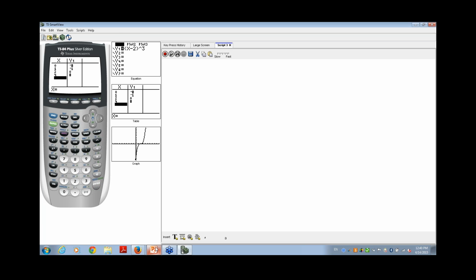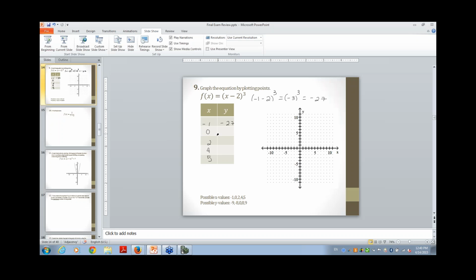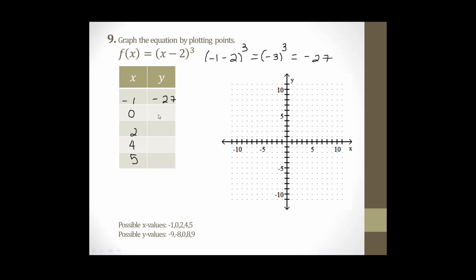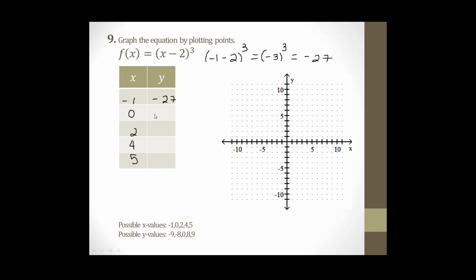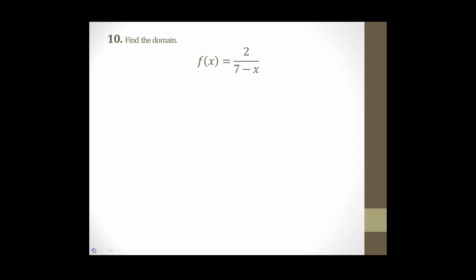Okay, I'm going to go back to my PowerPoint and plot in my numbers. So I had, okay, so I got for 0, I had negative, oops, sorry. I have, yeah.